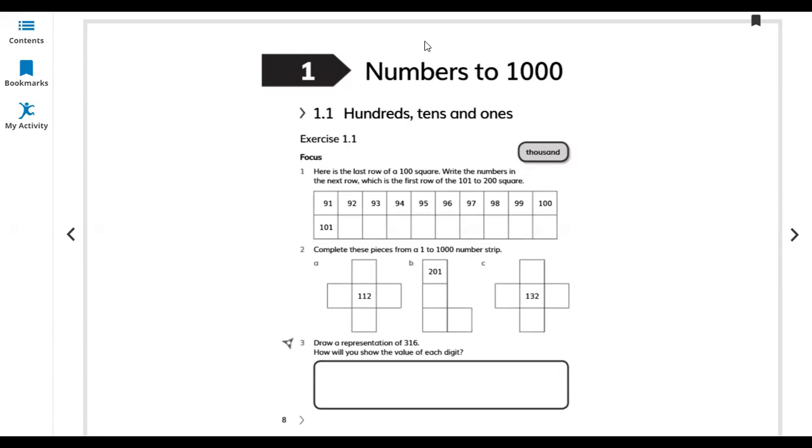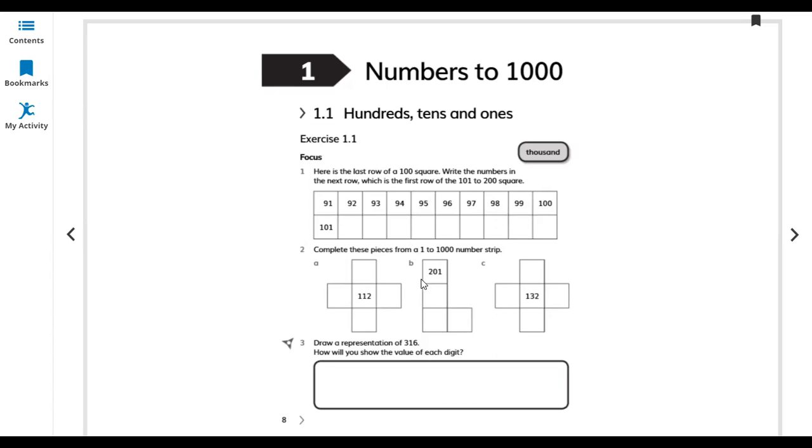Hundreds, tens and ones. I want to describe them a little. If we have a three-digit number, for example 123, then from the right side, not from the left, the first digit represents ones, like this 3. The second digit represents tens, and the third one represents hundreds.